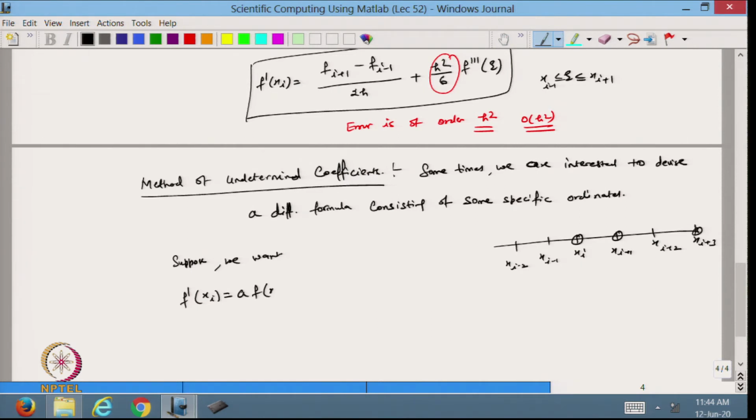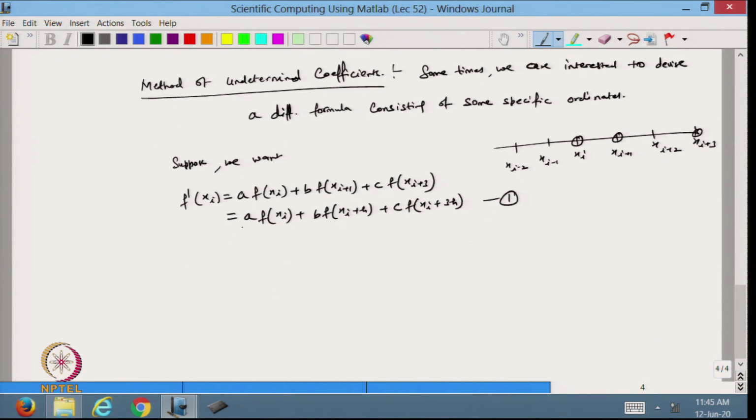So basically I want to find the value of f' at xi as a times the value at xi, plus b times xi plus 1, and c times xi plus 3. So this one you can also write as a f at xi, b f at xi plus h, c f at xi plus 3h. So let us take it as 1. Now I want to find the value of these constants, which are called the undetermined coefficients. So I want to find these constants, and then I will be able to get the value of the first order derivative for the given nodal points.